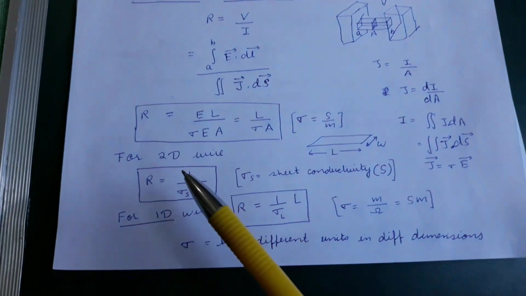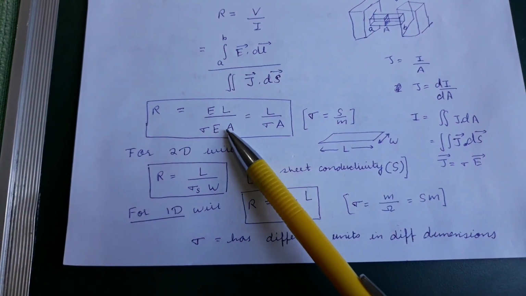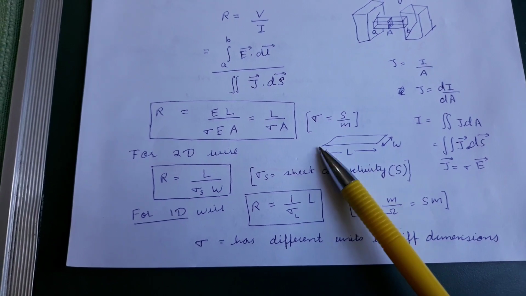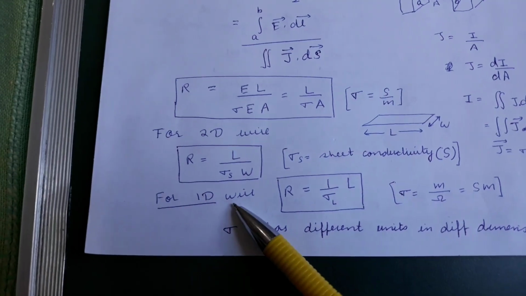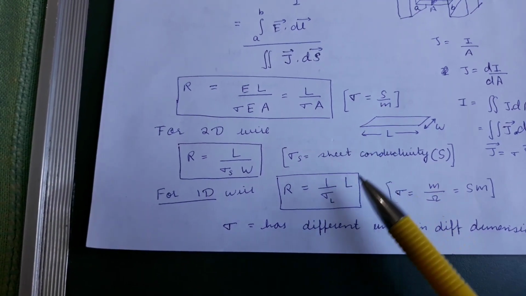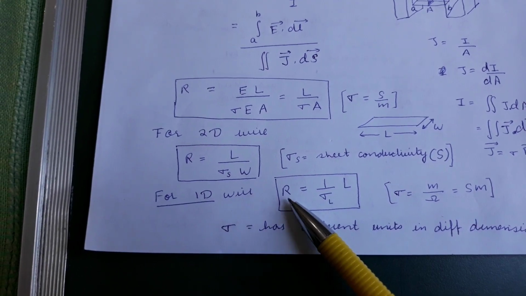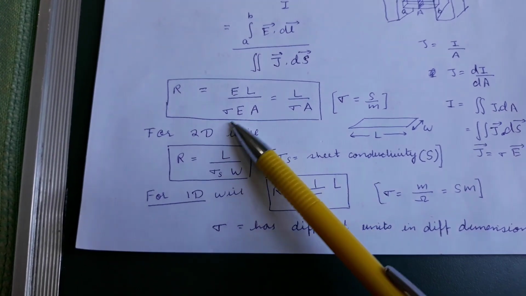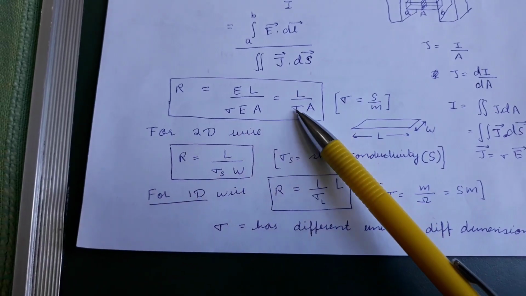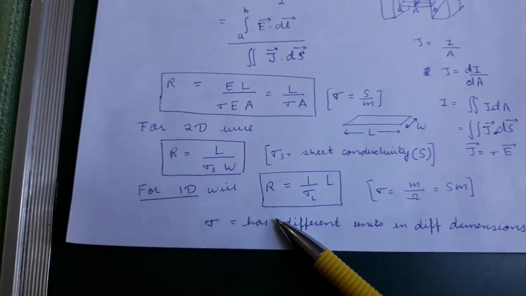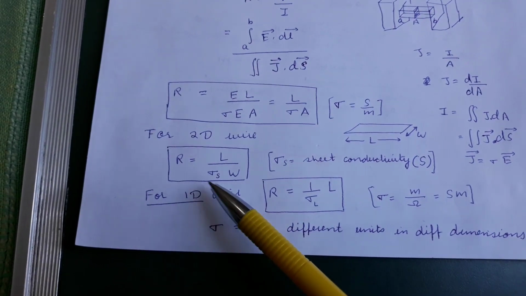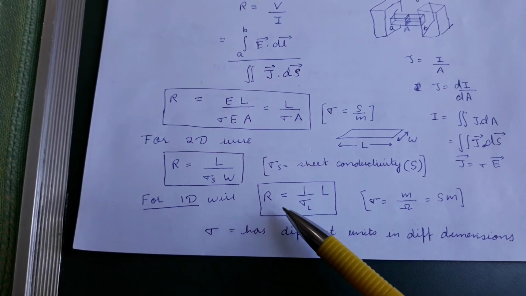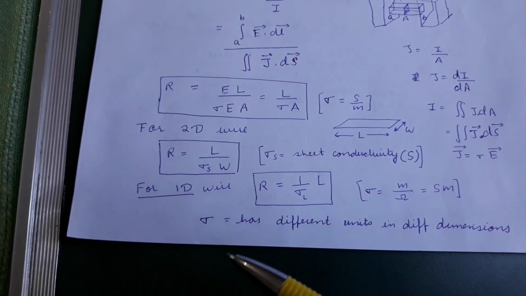But for a two-dimensional case, we'll have only a width of the material, will not have any height, so the area can be replaced by just the width. While for a one-dimensional material, it is an ideal case where say it is just a line, so we can say that resistance will be L upon sigma. So these conductivities will have different units for each of these relations. This will be for the volume, this will be for an area, while this one will be for a line. So sigma has different units in different dimensions.